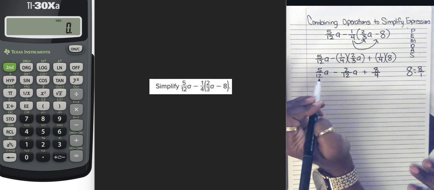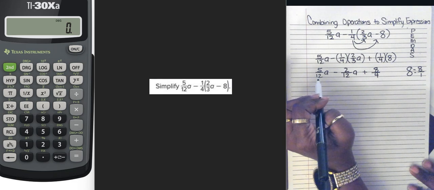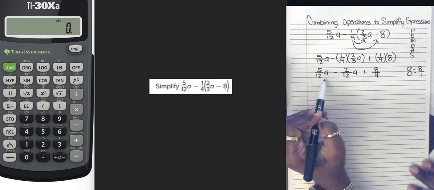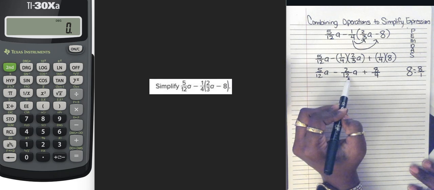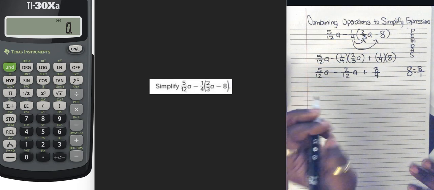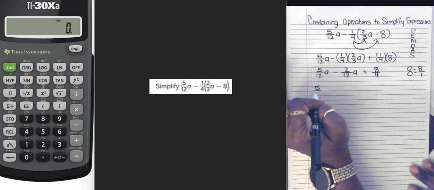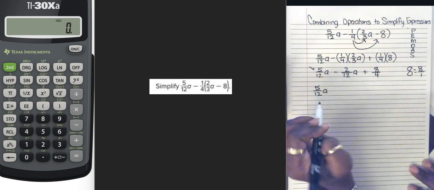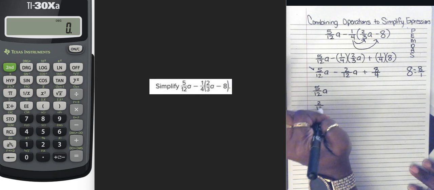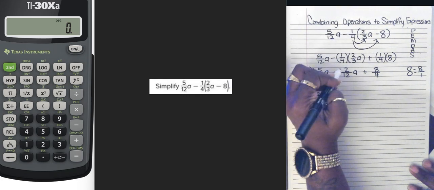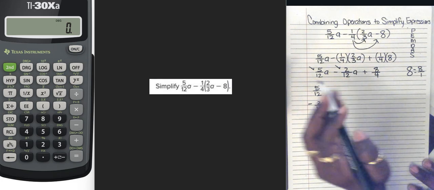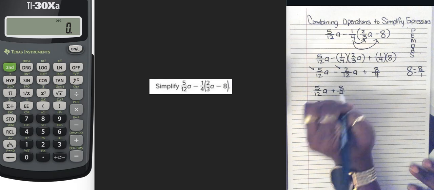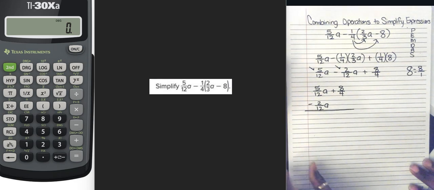Okay, so now what we need to do is combine our terms. So look at the different bins or the columns that we'll need. We'll need a column for our a's. This is going to go in our a column, and this will go in our constant. All right, so we have 5/12 a. Taking care of that, this is going to go in our a column. That's 2/12 a, and that's subtracting. Okay, and then we need 8/4. So we're going to create a column for our constant. So 8/4, and now we're just going to bring everything down.